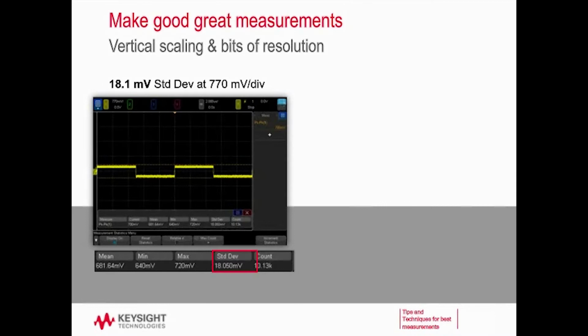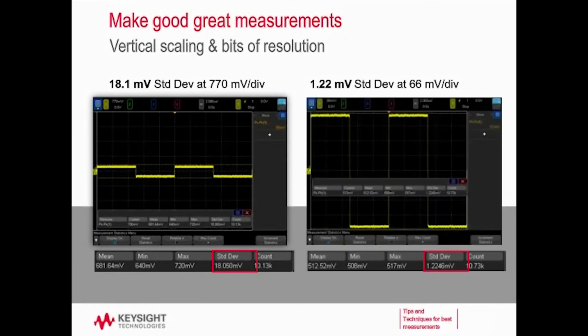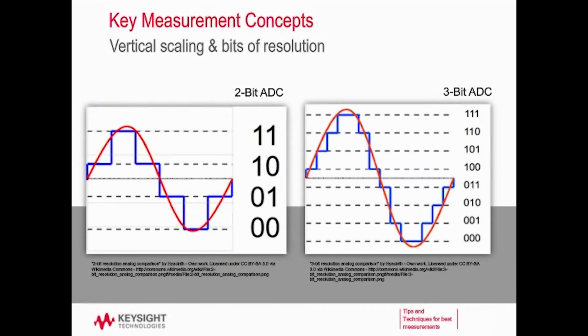Let's see what happens if I zoom in better vertically and maximize the bits of resolution of my scope. You can see that I've gone to 66 millivolts per division, and my standard deviation has gone from 18.1 millivolts down to 1.22 millivolts. So by scaling my signal vertically, I'm able to make a great peak-to-peak measurement. That 18.1 millivolt standard deviation is a pretty good measurement, but we want to make great measurements with our oscilloscopes. So by scaling it vertically, I was able to optimize the bits of resolution, which we'll talk about next, and get a great peak-to-peak measurement.